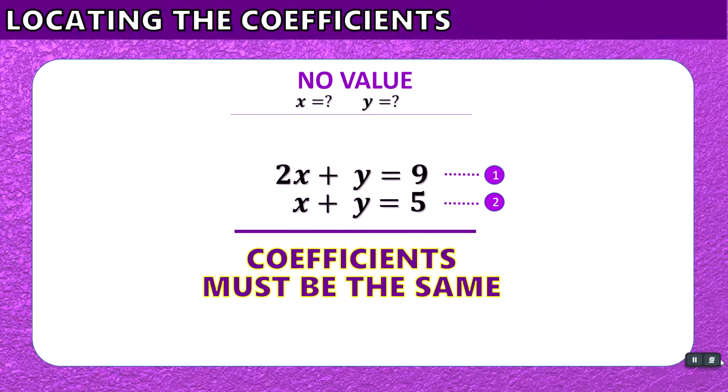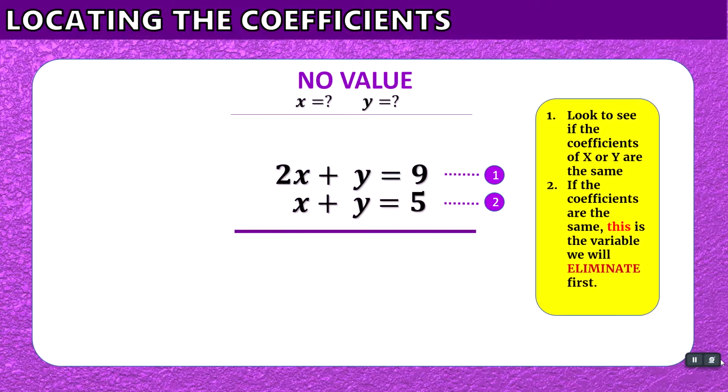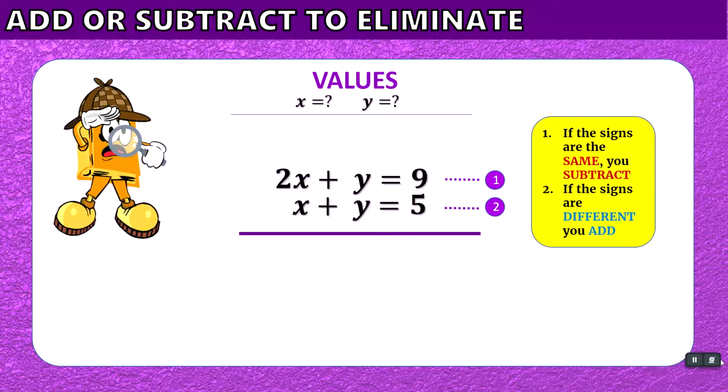The coefficients, as we said, must be the same in order for us to eliminate them. And here are the steps. Step 1 says we look to see if the coefficients of x or y are the same. And step 2, if the coefficients are the same, this is the variable we will eliminate first. And so we see again the x's have coefficients of 2 and 1, but the y's have coefficients of 1. And this is the variable we will begin with first. And if the signs are the same in front of the coefficient, we will subtract. If the signs are different, we will add.